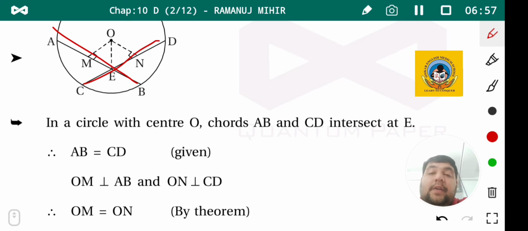Okay, so they are chords, they are equal in length. So the distance from the center of both chords will be equal. You can see, if AB is equal to CD, we already have a theorem that equal chords have equal distance from the center. So AB and CD are equally far from the center. So OM and ON will be the perpendicular bisectors, and also OM is equal to ON by the theorem.